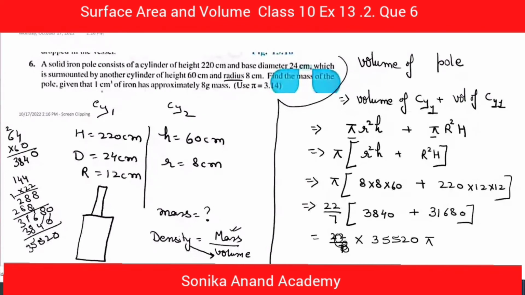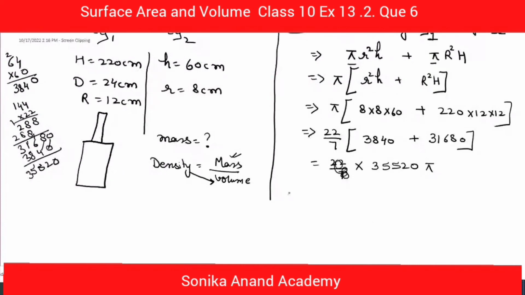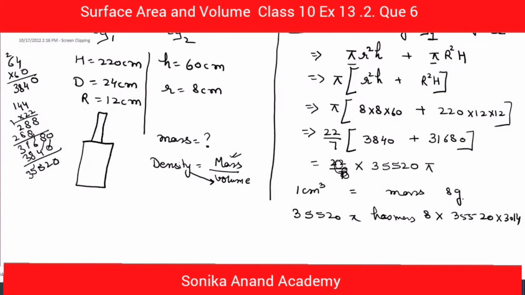Find the mass of the pole. 1 centimeter cube has 8 gram. Density is 8 gram. So 1 centimeter cube has a mass of 8 gram. Clear? So 35520 pi has a mass of 8 into 35520 pi. Pi you can take 3.14 as it is mentioned in the question. So now you multiply all these three and try to find the answer whether it is correct or not.